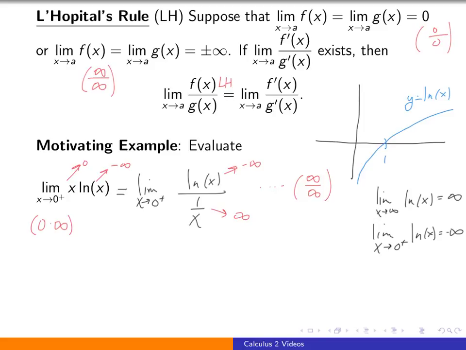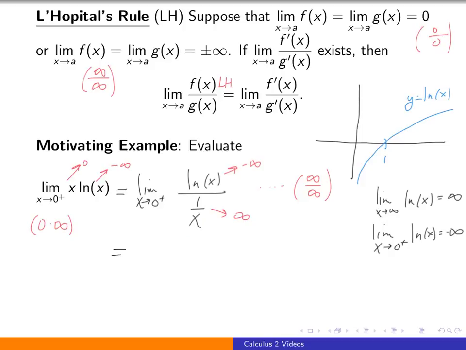Now, one small bit of intuition here. When we rewrote x ln x as natural log x divided by 1 over x, we could have put this in an indeterminate form of type 0 over 0 by instead having x divided by 1 over ln of x. I chose to rewrite it in this way because 1 over x is easier to differentiate than 1 over ln of x.